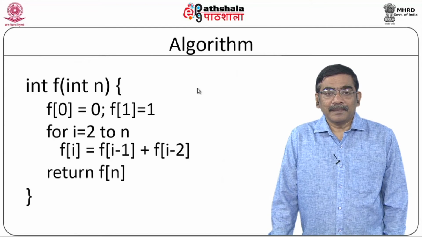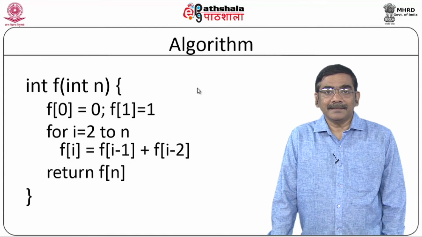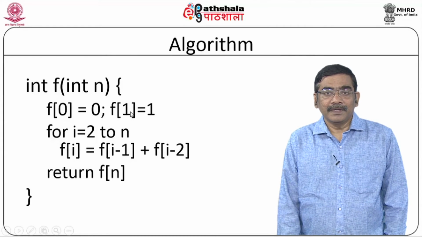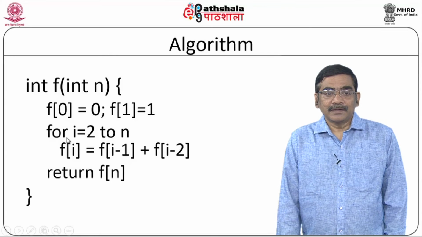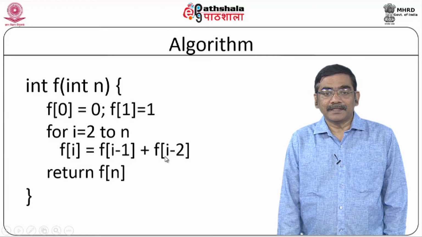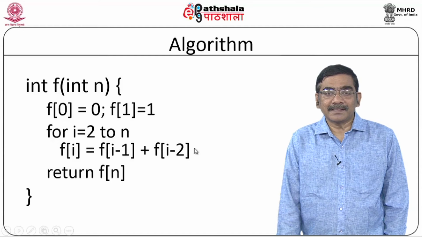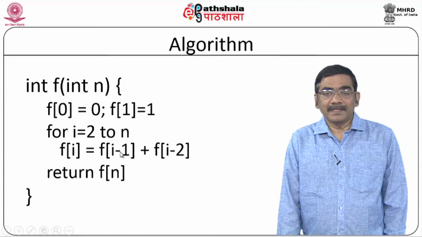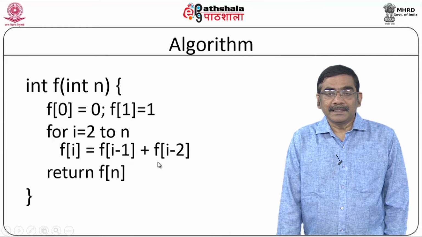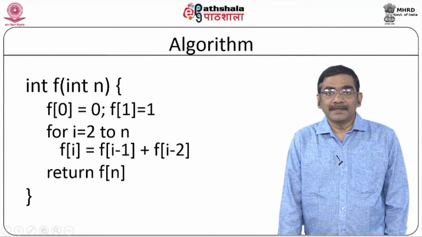So, the algorithm becomes a simple algorithm like this. Initially, f of 0 equals 0, f of 1 equals 1. Then I start a loop for i equal to 2 to n, where f of i is nothing but f of i minus 1 plus f of i minus 2. The difference between this and your previous divide and conquer algorithm is that everything is stored into a table. You can see that I am simply reusing the table content instead of recomputation.